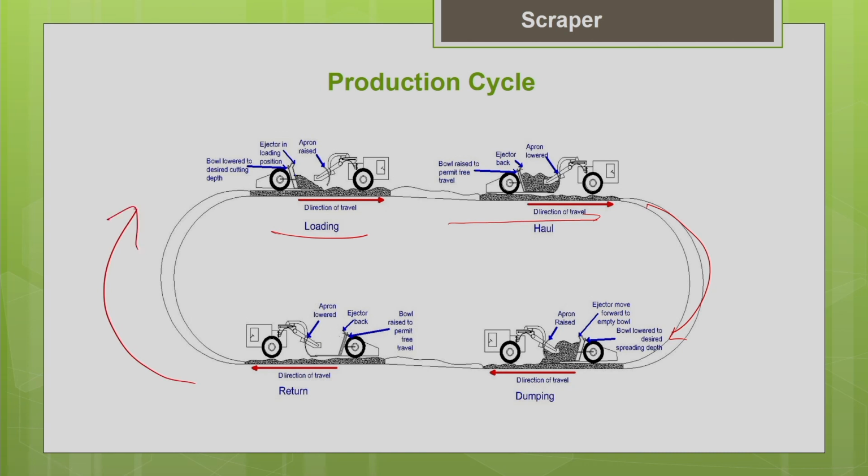So in this production cycle you can see there are two turnings involved. Depending on your project site, there can be even more turnings than this. Everything depends upon your project site. So basically loading, hauling, turning, dumping, returning, again turning, and get ready for the next cycle. These are the components which make up the production cycle of a scraper.